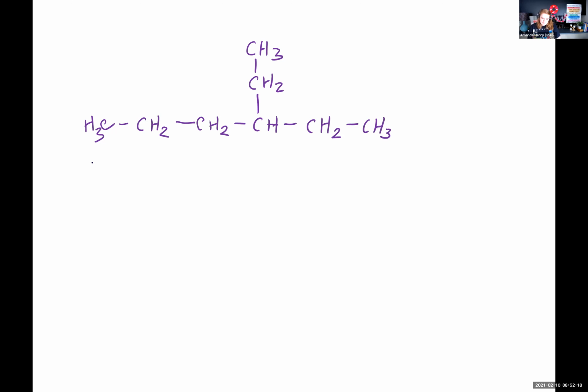Okay, so this is a partially condensed structure. And we're going to rewrite this as a condensed structure. So essentially the formula version in order of how they're bonded. The way that we do this is by using parentheses. And parentheses can be used for two different things. Parentheses can be used if there are atoms that are repeating, like there's two CH2s in a row right there.